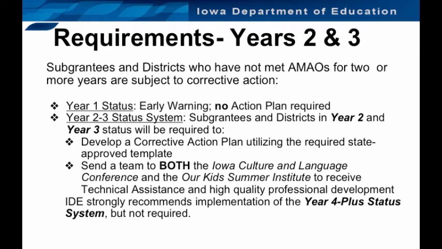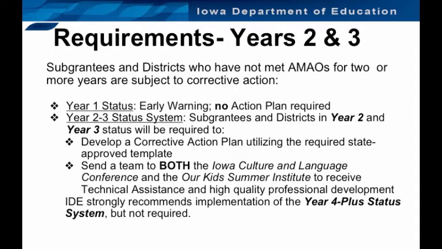Requirements in years 2 and 3. Subgrantees and districts who have not met AMAOs for 2 or more years are subject to corrective action. Note that in Year 1 status, this is the early warning, and no action plan is required.